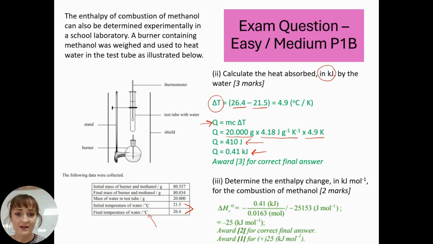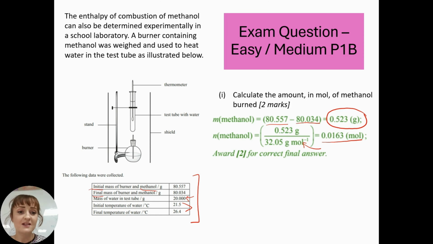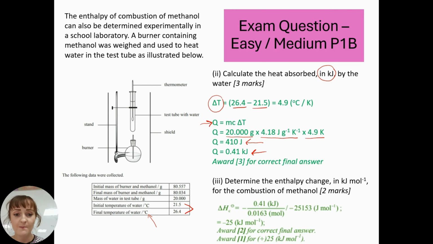Remember from the first part of this question, it required 0.0163 moles in order to produce that temperature change. So if 0.0163 moles was required to produce 0.41 kilojoules, how much would 1 mole produce? And that works out at being negative 25 kilojoules per mole. Note that if you quote that as a positive value, they're going to deduct a mark for that, so be careful with the signs in these calculations.